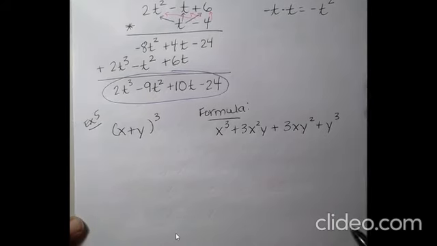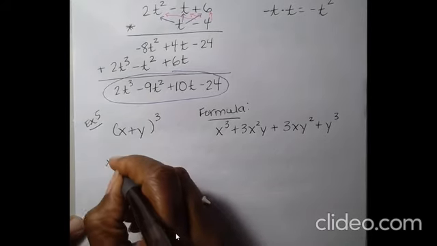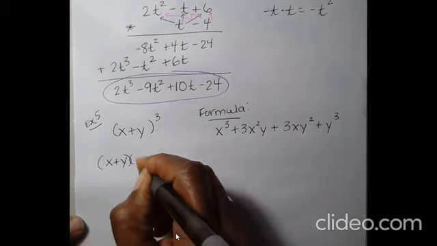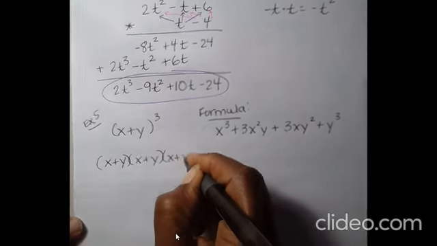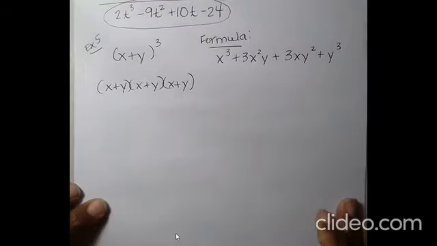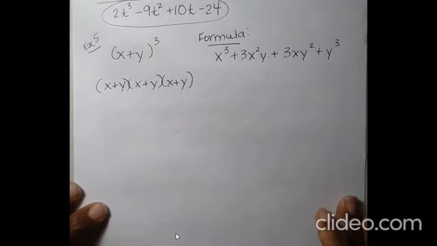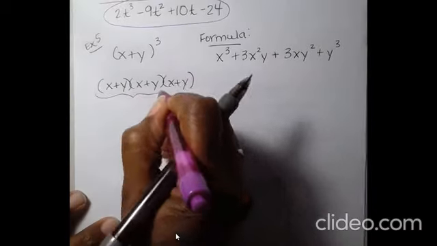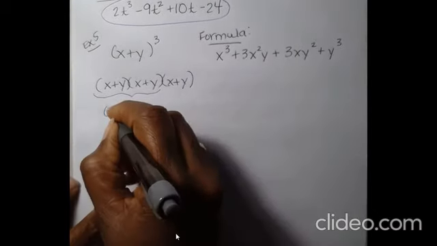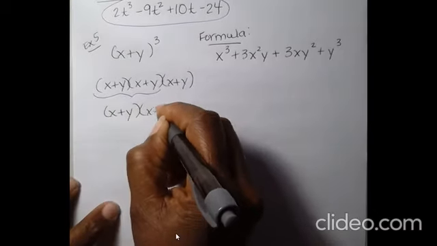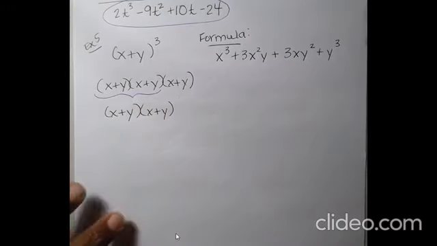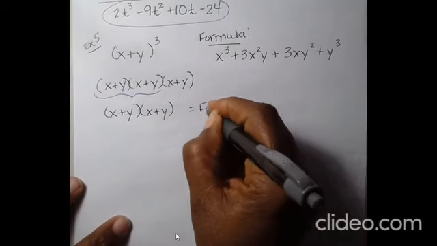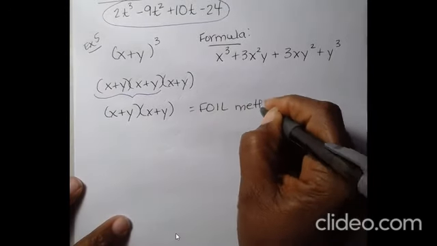Let's just start with two of them. This is the same as x plus y times x plus y times x plus y. That's what this is. It is all three terms, all three binomials, being multiplied times each other. So let's just do the first two. Let's just do x plus y times x plus y. There's also a formula for this, but let's just multiply it out. So we can use the FOIL method.